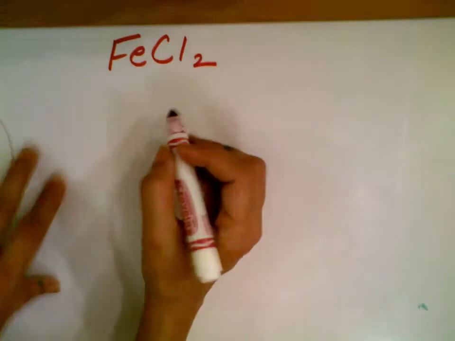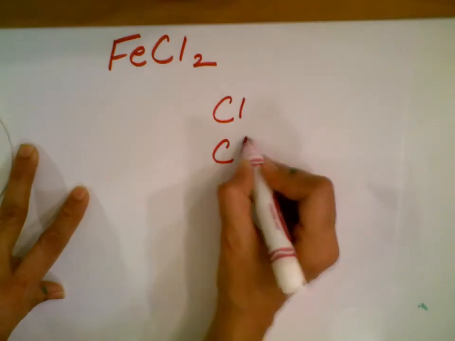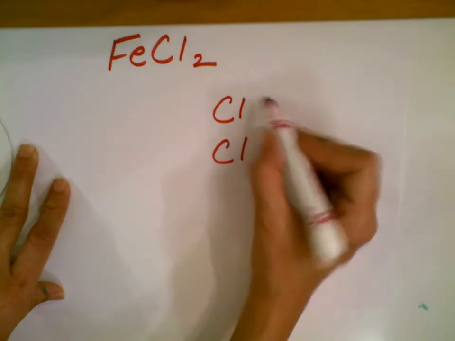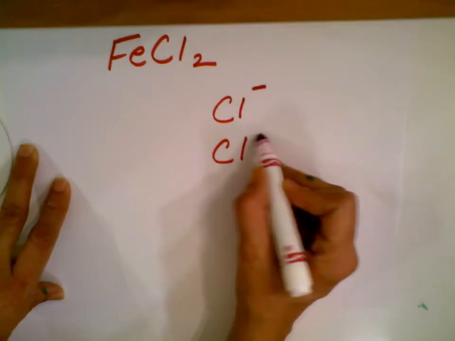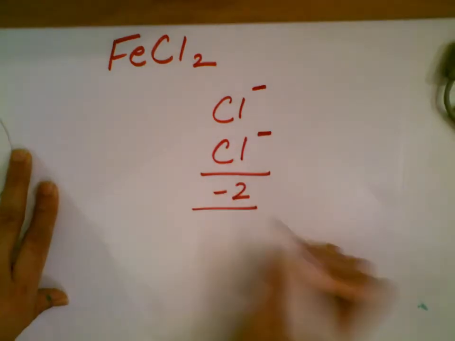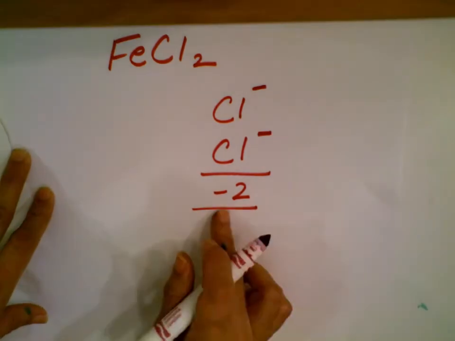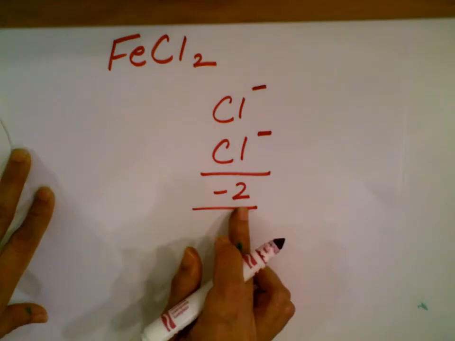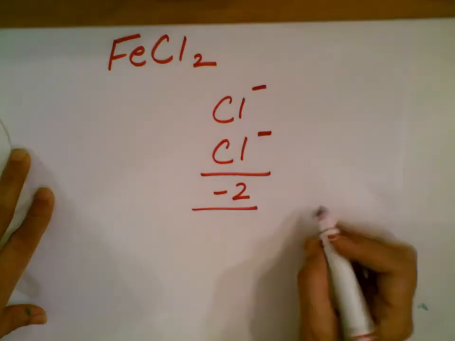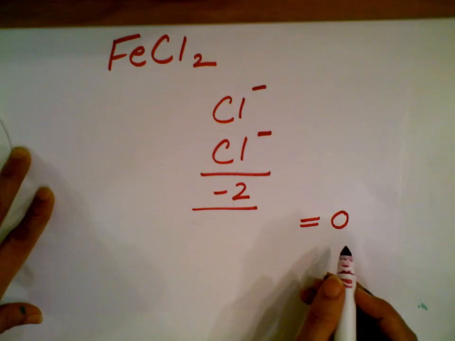FeCl2. You see 2 chlorine atoms, so write 2 chlorine, and the charge on the chloride ion is fixed, negative. Now when you put these charges together, you're going to get -2. Here, how do I balance the charge of -2? Because remember, I want 0 on the right because compounds are neutral.